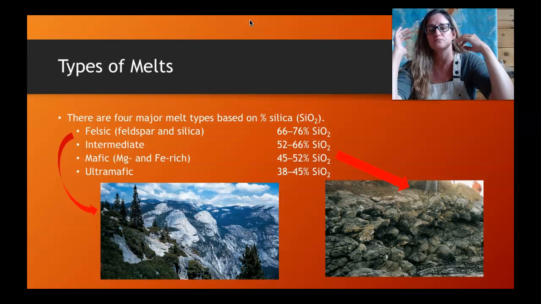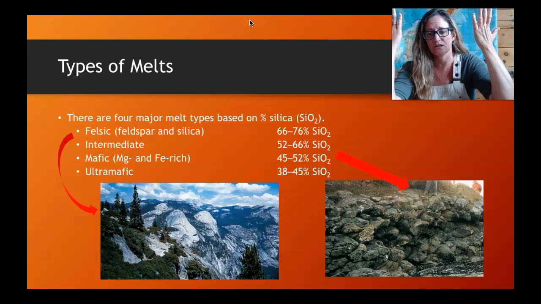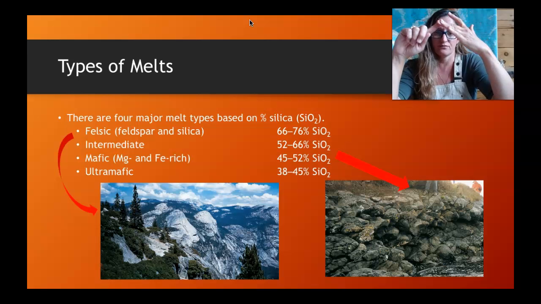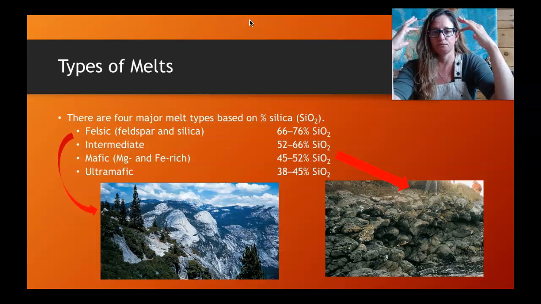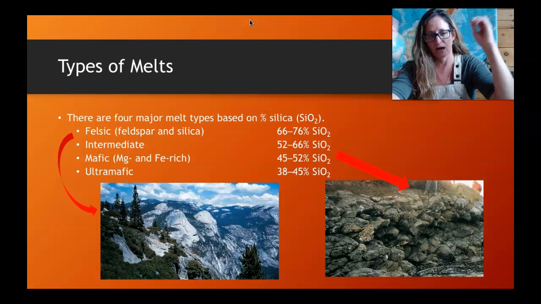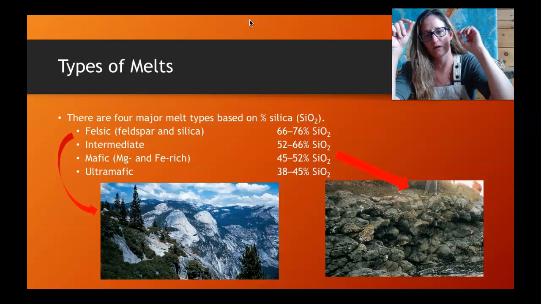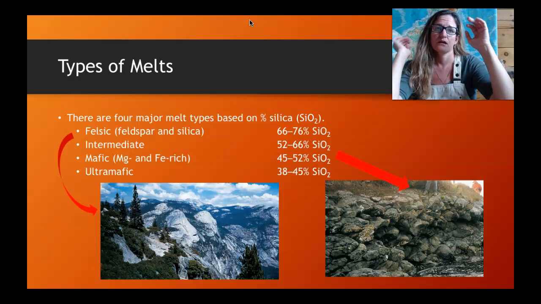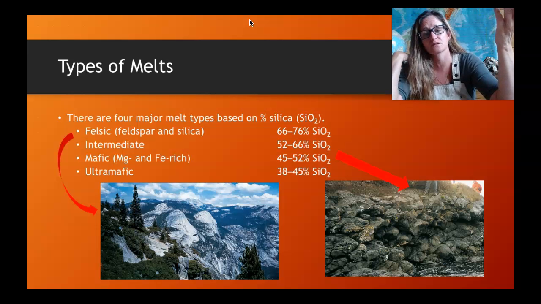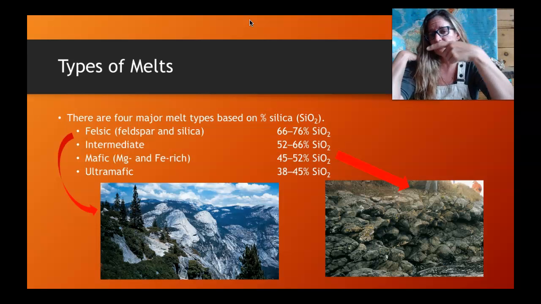Okay, so I mentioned how silica is really the basis for classification, and here are the classification words: felsic, intermediate, mafic, and ultramafic. So felsic means that a magma has a lot of silica in it, the SiO2. 60 to 76% of the molecules in that magma would be silica. So felsic rocks that come from that magma are going to be high in feldspars, potassium feldspar, and quartz. They're going to be light colored, like the image down below.